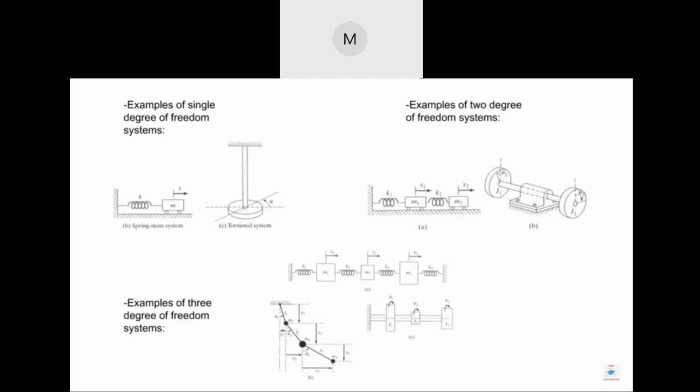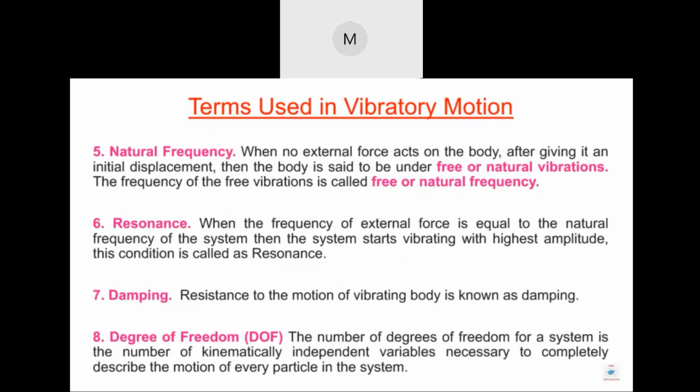In all these 3 examples, the displacement, that may be linear or angular, or system displacement, depends on these 3 parameters. That's why it is a 3 degree of freedom system. Such n number of degree of freedom systems are there that you have to consider. That means, what is degree of freedom? Number of independent variables necessary to completely describe the motion of every particle in the system is called the degrees of freedom. Now I think you understand that.